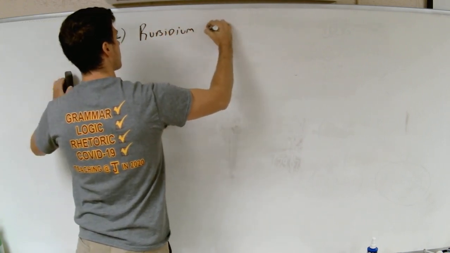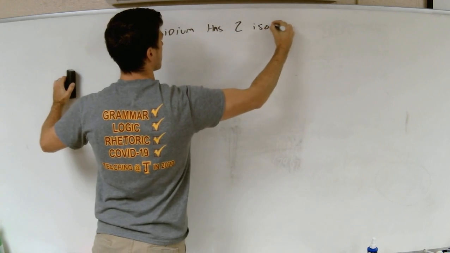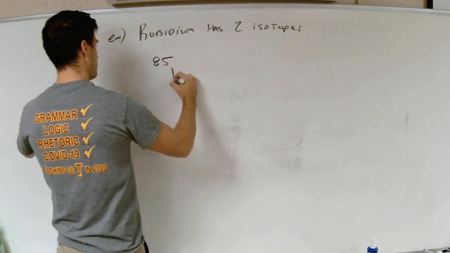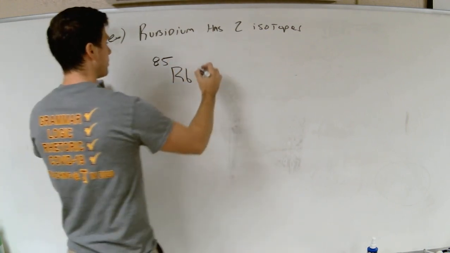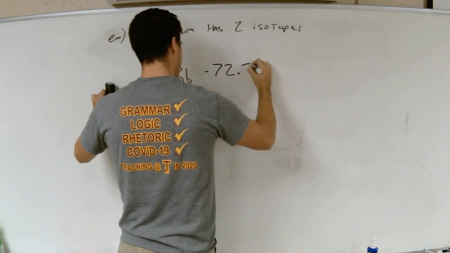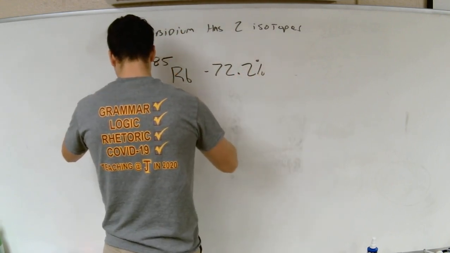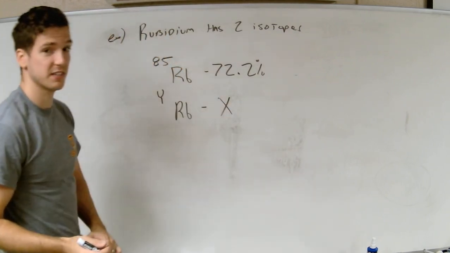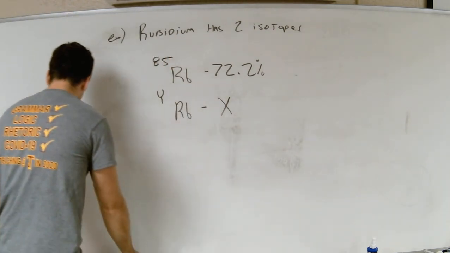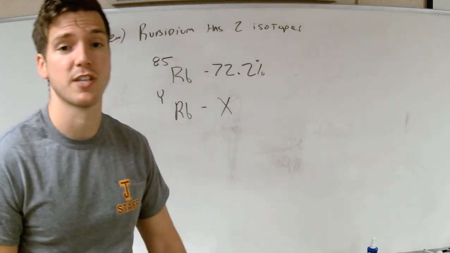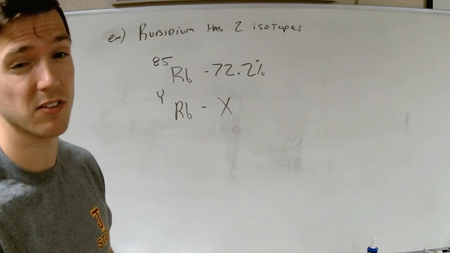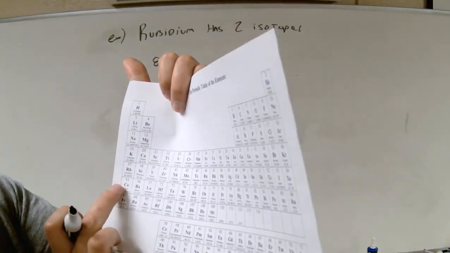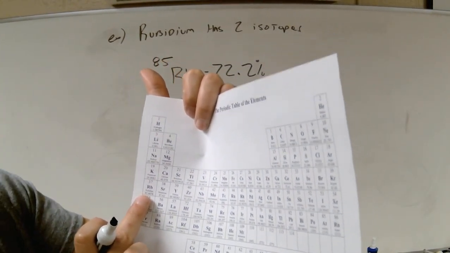Rubidium has 2 isotopes. Let me actually throw a little bit of a curveball at you. We got rubidium 85, which we'll say is at 72.2% abundant. And we'll have rubidium Y, which is at a certain percent abundance that we don't know. And the average atomic mass of rubidium. If I don't give you the average atomic mass, and I'm asking for something like mass number or percent abundance, you could just look on the periodic table, okay? So for rubidium, 85.47 is good enough for me.